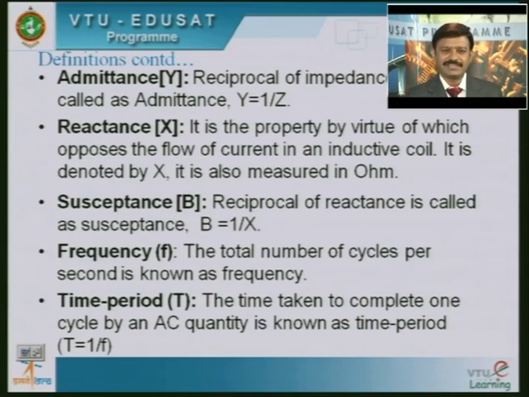Frequency, the most familiar definition. The total number of cycles per second is known as frequency. It is measured in hertz. Time period: the total time taken to complete one cycle by an AC quantity is known as time period. It may be voltage or current. These are the few definitions which are essential to learn resonant circuits.